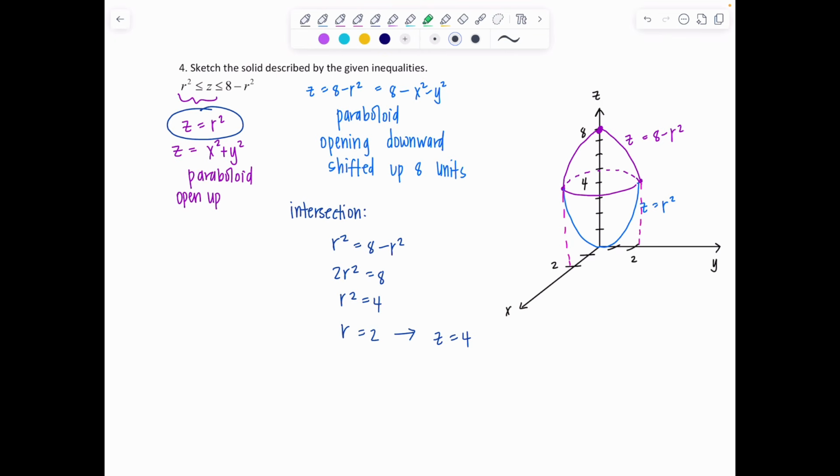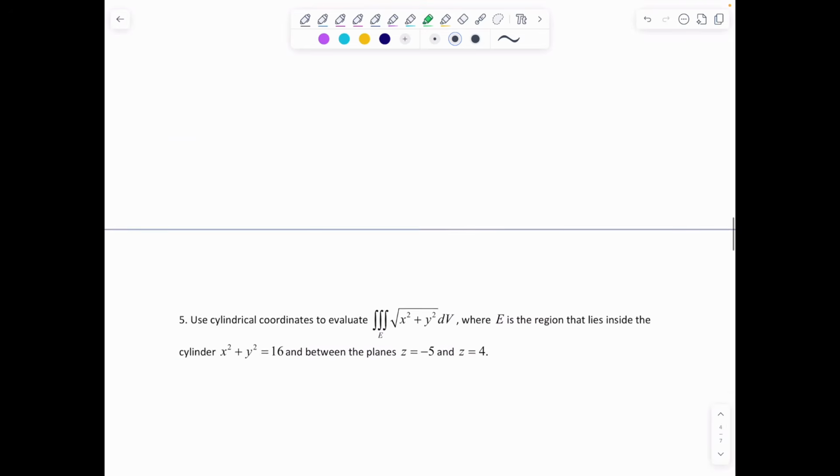So you can just shade, it looks like an egg, yes? Yes, everything on and between. Beautiful. Okay, very good. Sketch, that's all we need to do. You don't need to write too many words. All right, let's move on.